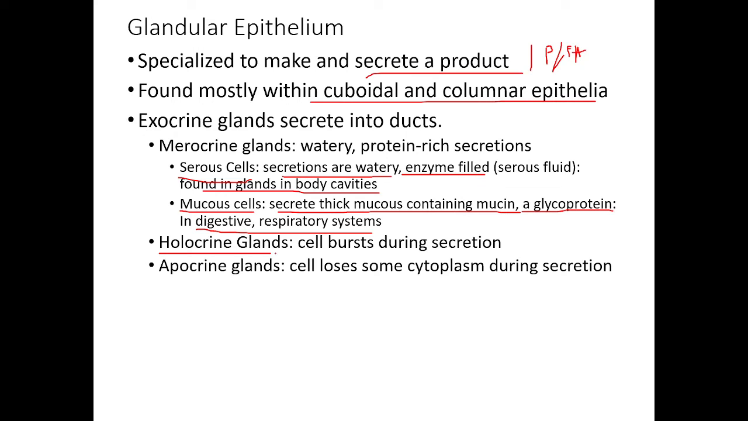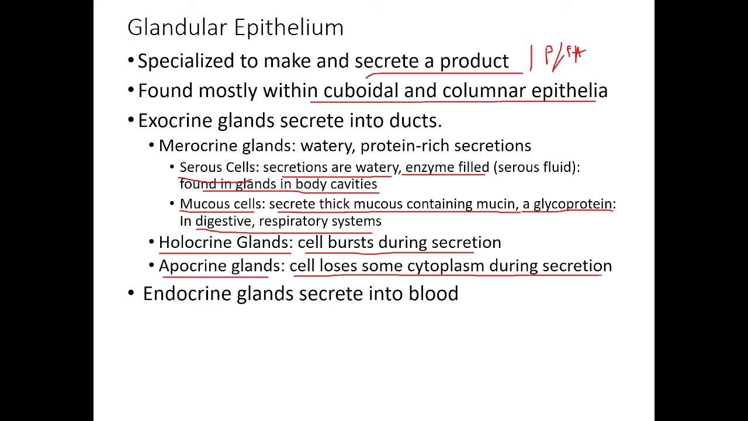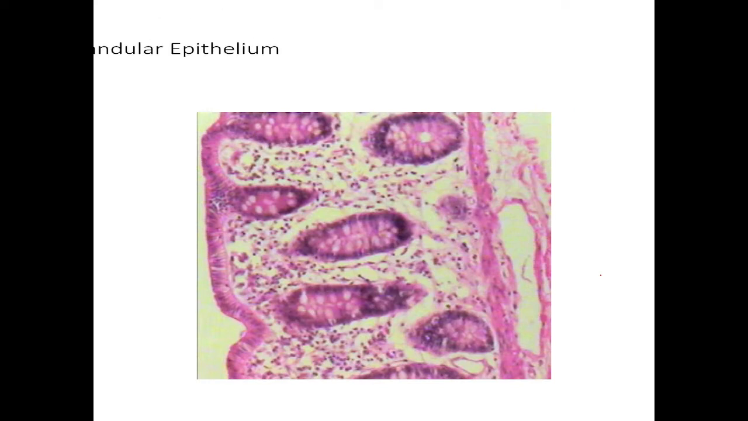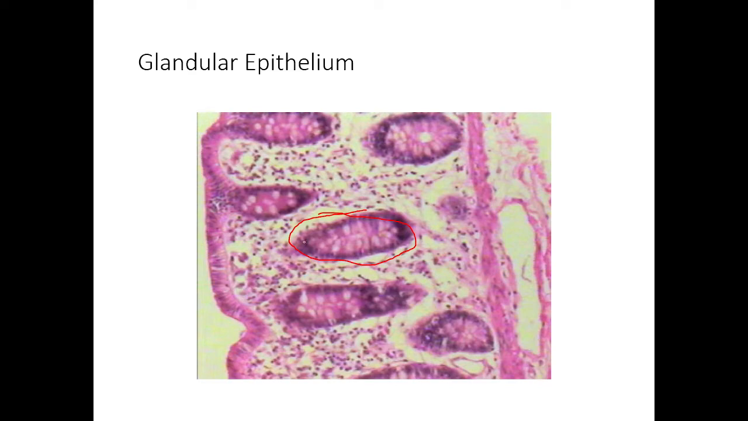The next glands are holocrine glands and apocrine glands. In holocrine glands, the cells burst during secretion, and in apocrine glands, the cell loses some cytoplasm during secretion. Endocrine glands secrete directly into the blood. This is how these cells look. These are the ducts or the vesicles of the tissue, and they secrete their secretion.